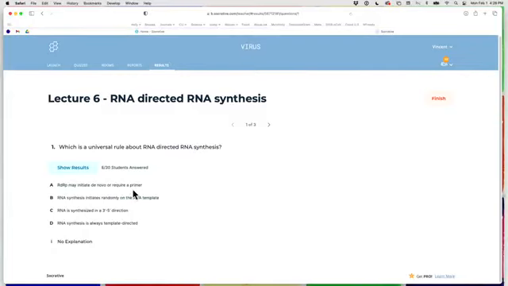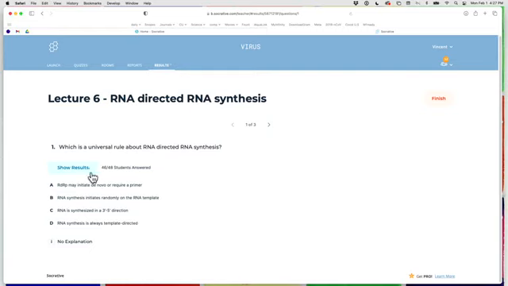RDRP may initiate de novo or require a primer. RNA synthesis initiates randomly on the RNA template. RNA is synthesized in a 3 to 5 prime direction. RNA synthesis is always template directed.